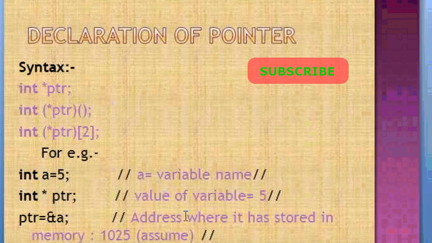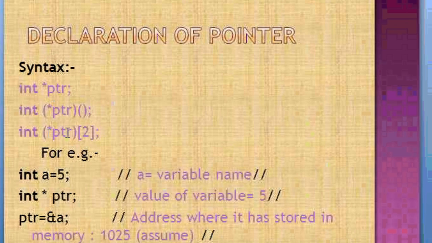There are various ways of declaring the variable, like int star ptr, which we have seen. When this is a pointer variable, this is a pointer function. You can see here, two round brackets are there. So this function returns a pointer, that's why star ptr.